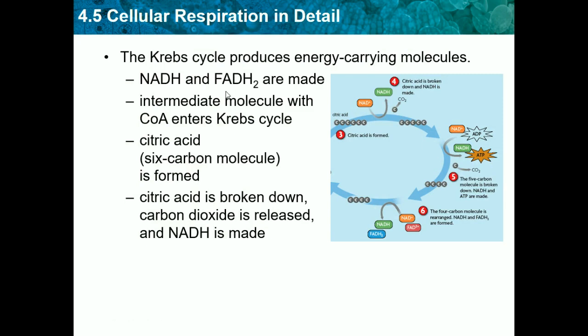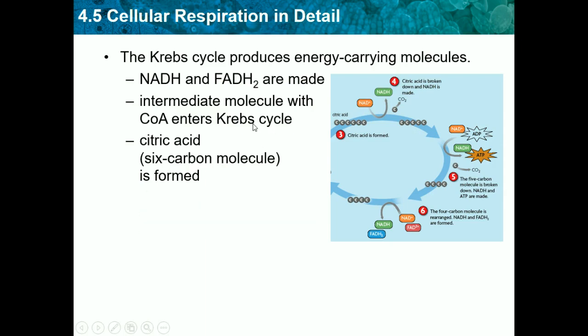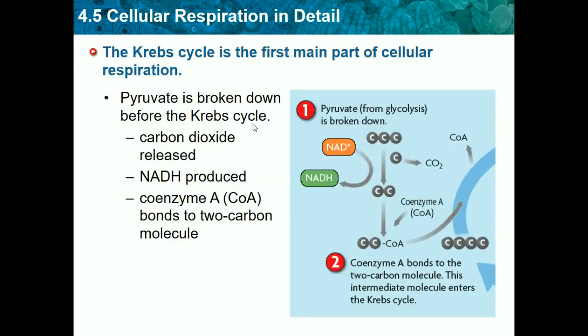So the intermediate molecule with CoA enters the Krebs cycle. This is where we left off, the CoA molecule. It enters the Krebs cycle and it attaches to a 4-carbon molecule which was already there. If we look at this picture, this is the 4-carbon molecule and it's already in the Krebs cycle. It stays in there and it just keeps rotating around, so it's not like it just spontaneously generates. The CoA molecule enters and bonds to this to create a 6-carbon molecule. And once it bonds, the CoA enzyme leaves and comes back.